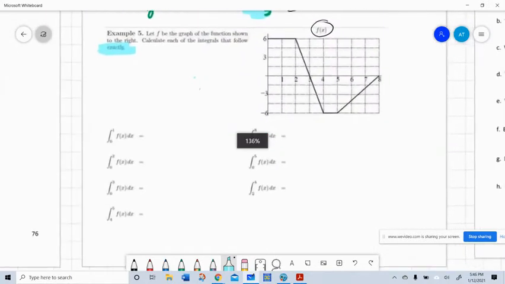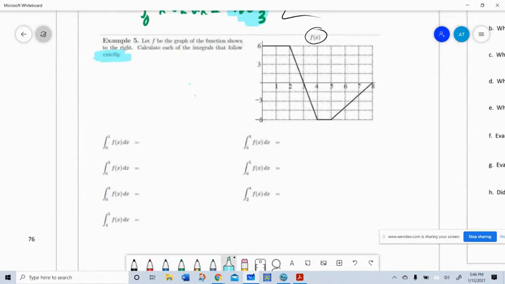So for example, the first one we get is the integral from 0 to 1 of f of x dx. So what does that mean in real life? That means the area under the curve from f of x to the x-axis from 0 to 1.